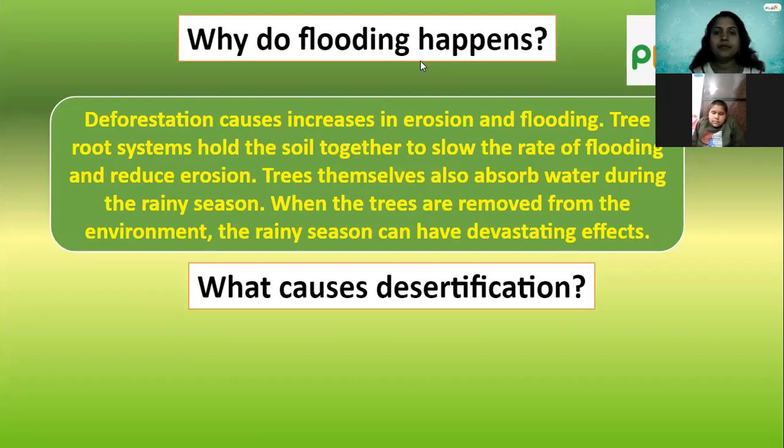Now, this is the cooperative learning. Fewer trees lead to less oxygen. Yes or no? Explain. Then, fewer trees, more soil erosion. Do you agree? If fewer trees are there, then we can get less oxygen, right?